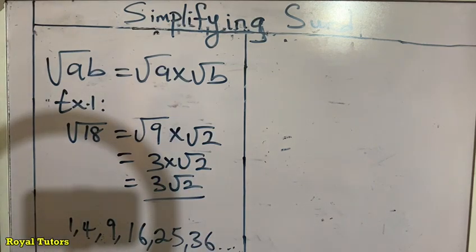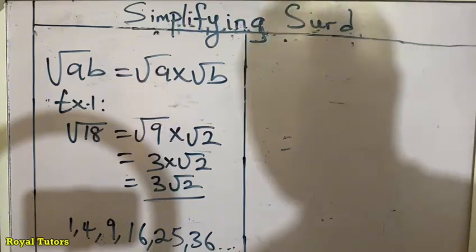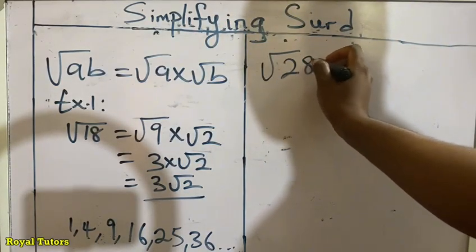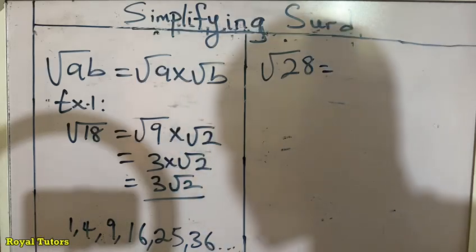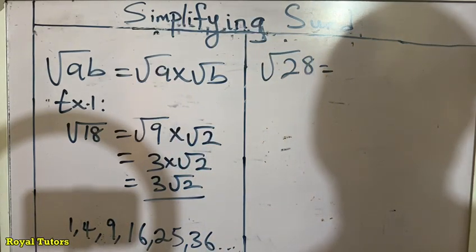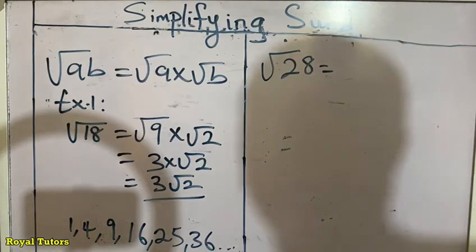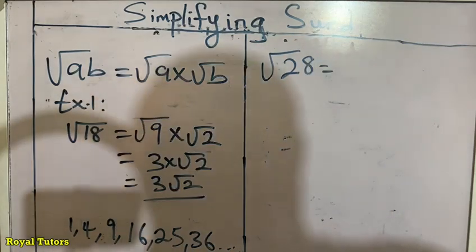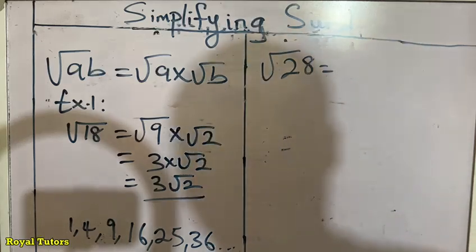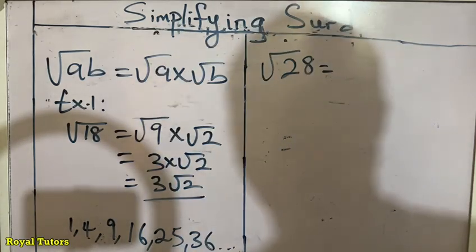Let's take a look at another example where we have root 28. The same approach we are going to use. The first thing we want to look at is the highest square number that is divisible by 28. If you look at this very well, the highest number that is divisible by 28 in this scenario is going to be 4. 4 can go into 28 and is a squared number.